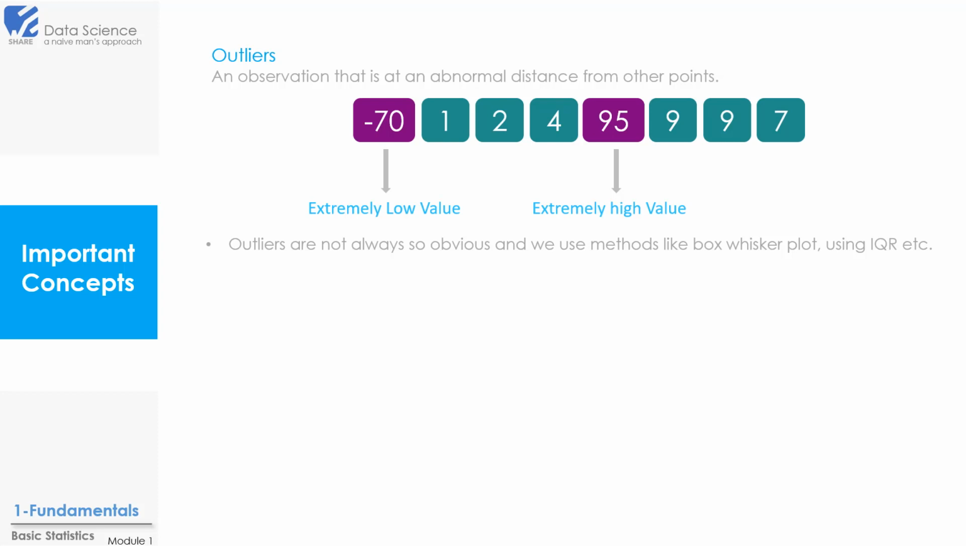We will see box whisker plots when we do exercises in R, but for IQR we can just see the formula here. These are the formulas that we use to find the outlier using the IQR method. So any point that lies beyond these limits will be considered an outlier.